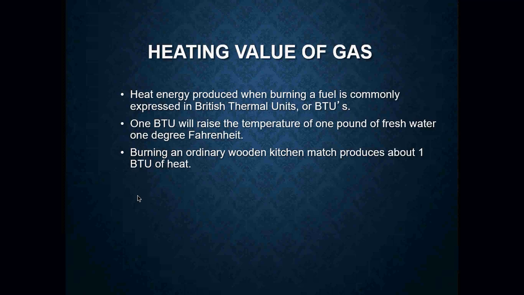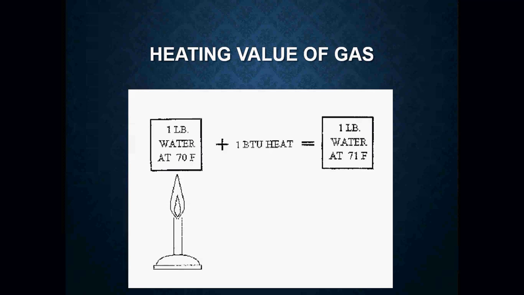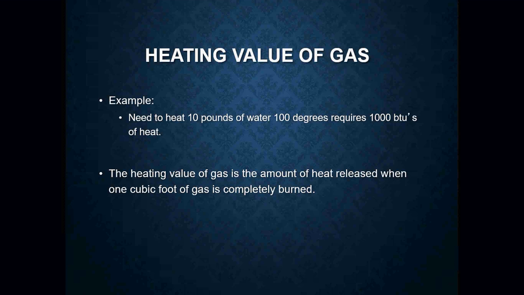Burning an ordinary wood match produces approximately 1 BTU of heat. So light a match, put your hand over that match, and feel the heat that's coming off of it. That's approximately 1 BTU. Again, 1 pound of water at 70 degrees plus 1 BTU will raise it to 71 degrees. So for example, if we need to heat 10 pounds of water by 100 degrees, that's going to require 1,000 BTUs of heat.